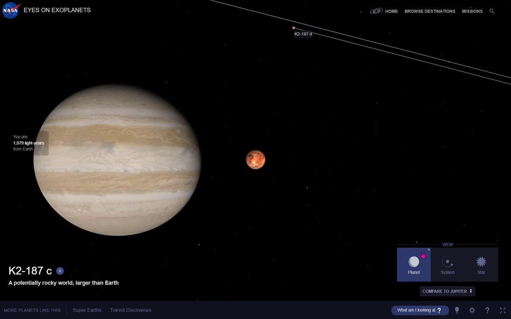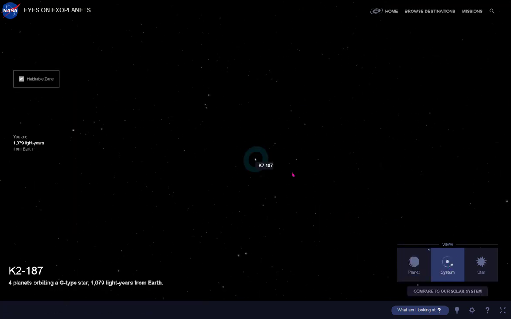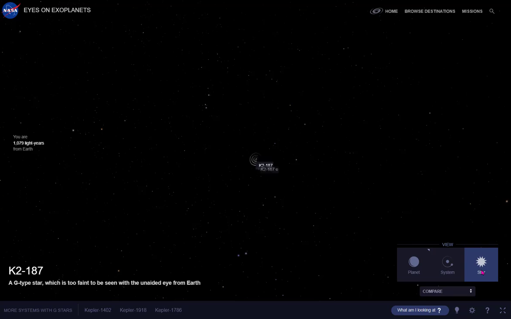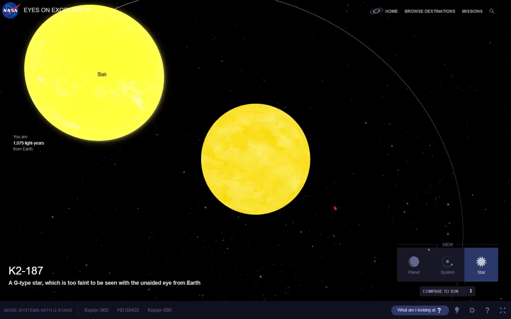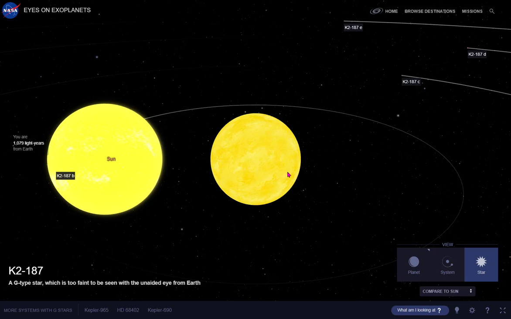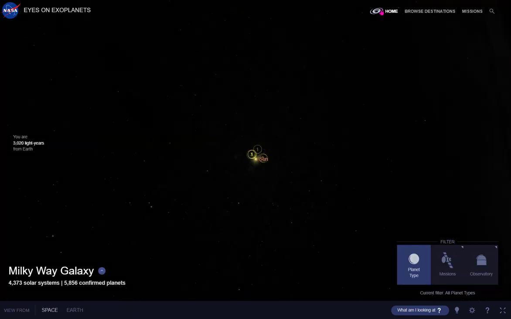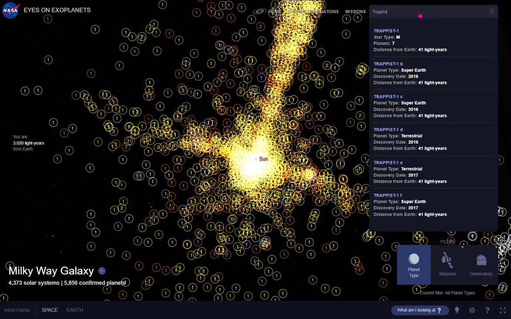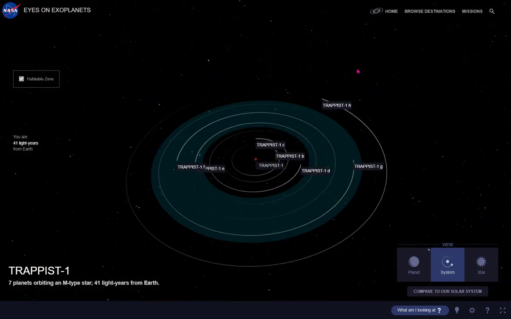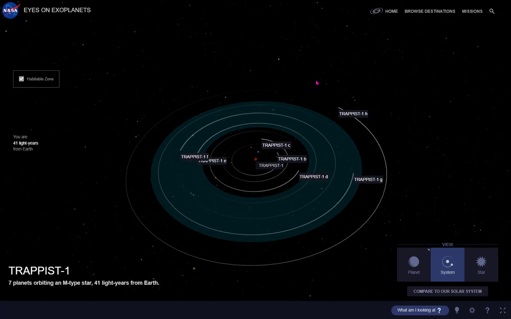Now let's have a look at the system. We could also compare the star. We could have a look at the star and compare it to the sun. So in this case, there are very similar stars. You might find systems that are quite different. So once you've explored a system, you can come back home to the starting view. You can browse around. You can search for a specific system. If you want, for example, I could look at the TRAPPIST-1 system, which has 7 known planets around this star.